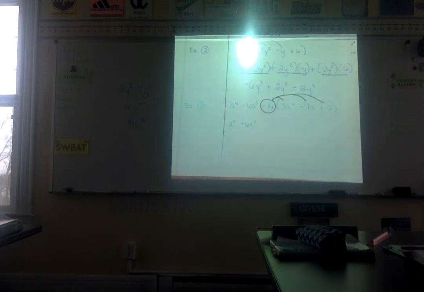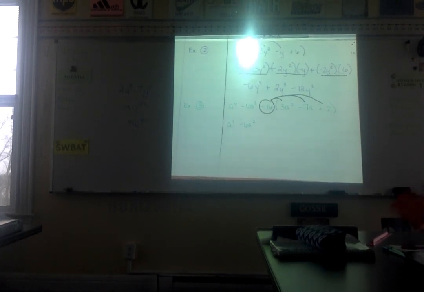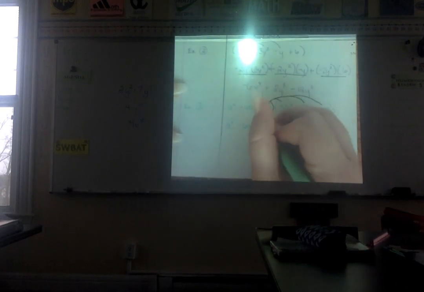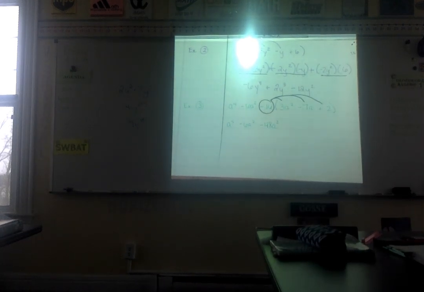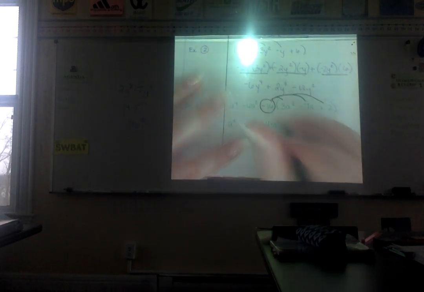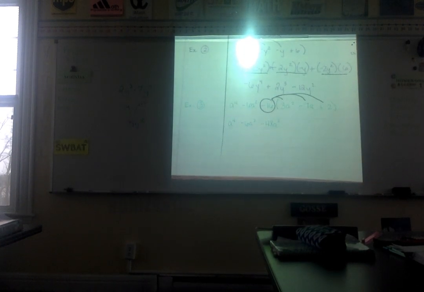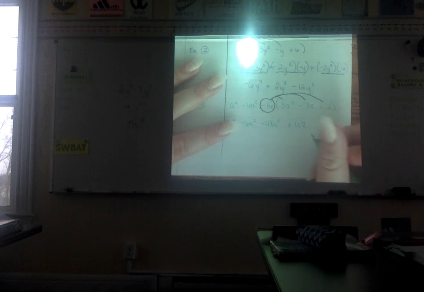Negative 16 is a bigger number. 48. Good. Negative 48a squared. Now I need to multiply negative 16 times the negative 7a. So we need to multiply negative 16 and negative 7. 112. Good. So we have positive, but we have to identify that it's positive. Okay, two negatives make a positive. So plus 112a.